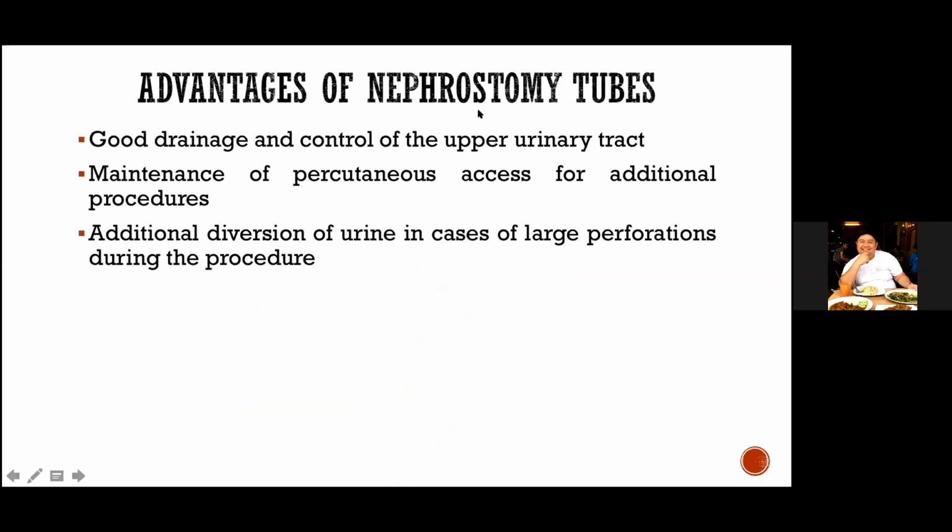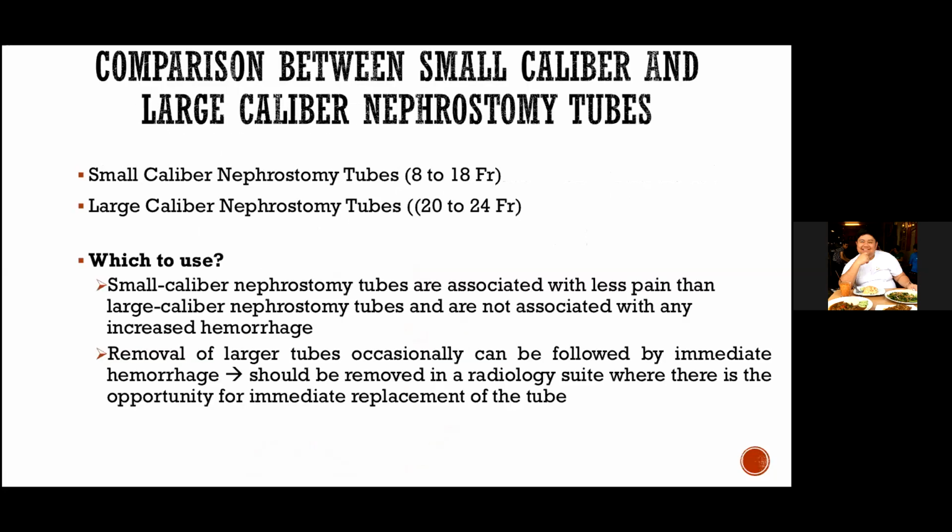So advantages of nephrostomy tubes include good drainage and control of the upper urinary tract. There is maintenance of percutaneous access for additional procedures and additional diversion of urine in cases of large perforations during the procedure. So we have small caliber nephrostomy tubes, which are French 8 to 18, and large caliber nephrostomy tubes, French 20 to 24. Small caliber nephrostomy tubes are associated with less pain than large caliber nephrostomy tubes and are not associated with any increased hemorrhage.